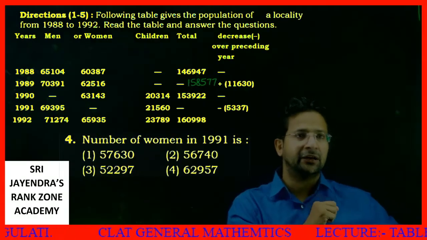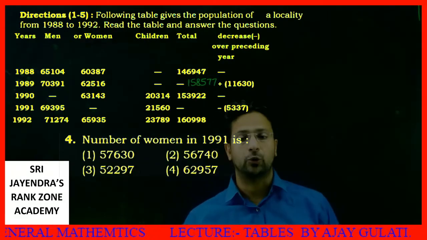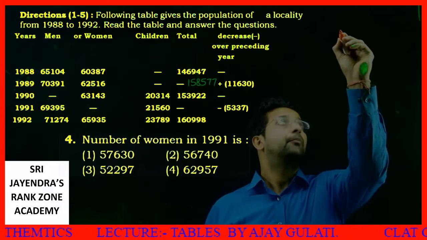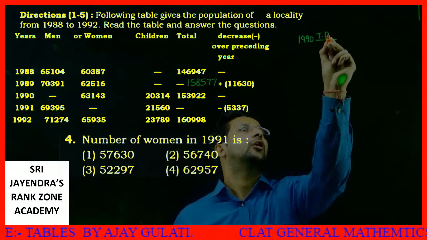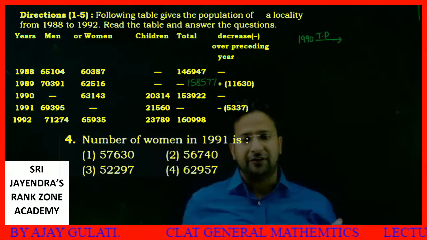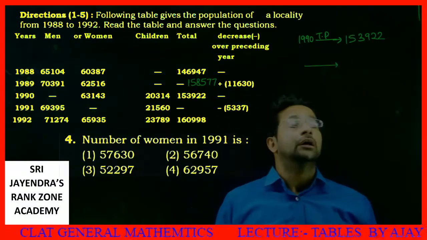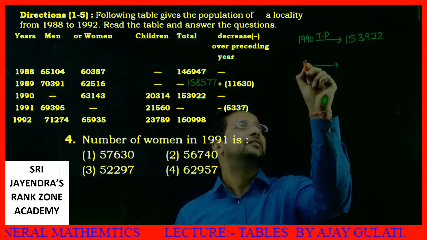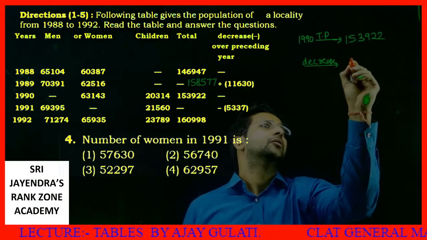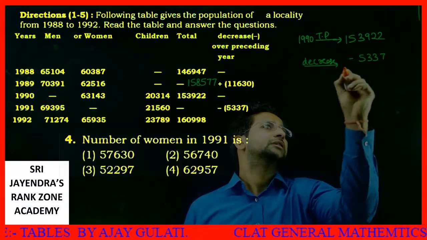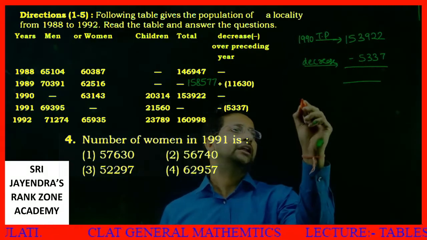So for getting the number of women, I need to find the total population in 1991. How will I find the total population in 1991? See, the population in 1990, total population, was how much? 153922. Then, what was the increase or decrease? We have a decrease. After 1990, there was a decrease. Decrease was how much? 5337. So, if from this I subtract this, then I will get the population in 1991.